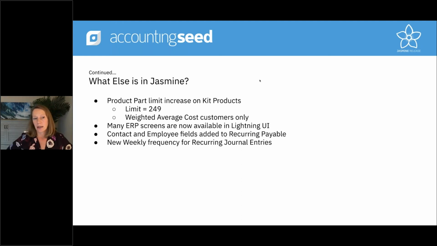We've also done some work on many of our ERP screens and updated those in the Lightning UI as well. And we've added the contact and employee lookup fields to our recurring payables. Just like in our regular payable, where you can choose to have a payable to a vendor, a contact, or an employee, we have done the same thing for the recurring payables. And with our recurring journal entries, we have added a new weekly frequency. So just a few of the other things that are in Jasmine.